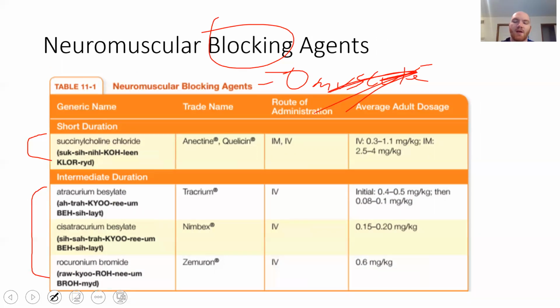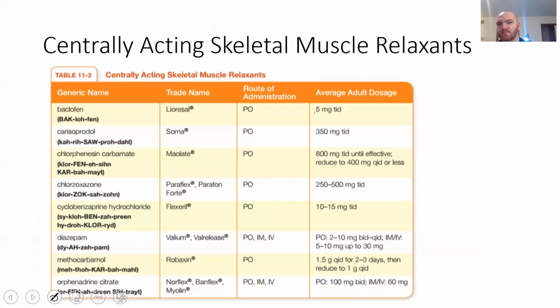Zero activity, right? So then we have centrally acting skeletal muscle relaxants. These are what you'll think of as muscle relaxants. They reduce muscle activity, but not stop it. A pretty common one is baclofen, and then cyclobenzaprine, Flexeril. Those are probably the two most common. You'll see Robaxin as well. But whenever you think of muscle pain, those are the two drugs that you think of to treat it.